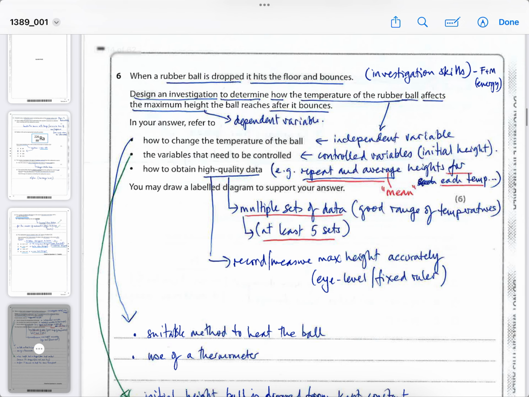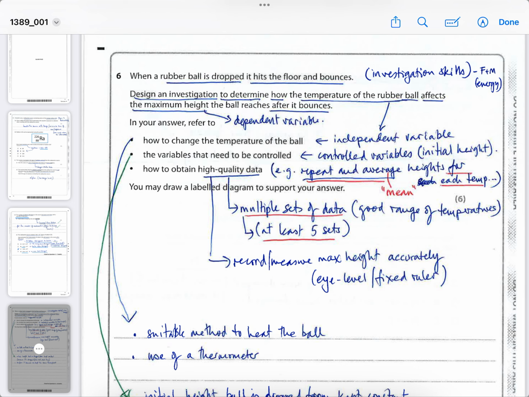So, question 6. When a rubber ball is dropped, it hits the floor and bounces. So this is about investigation of forces and motion and kinetic energy, because it starts off with gravitational energy, it changes to kinetic energy, and the question is about designing an investigation. So it's a design an investigation to determine how the temperature of the rubber ball affects the maximum bounce height, the maximum height the ball reaches after it bounces.